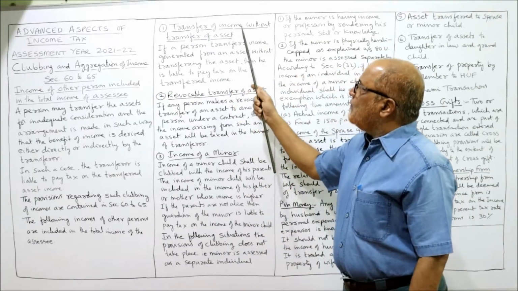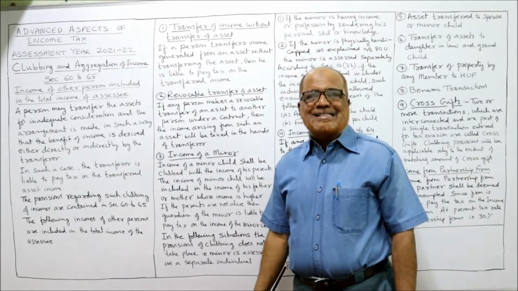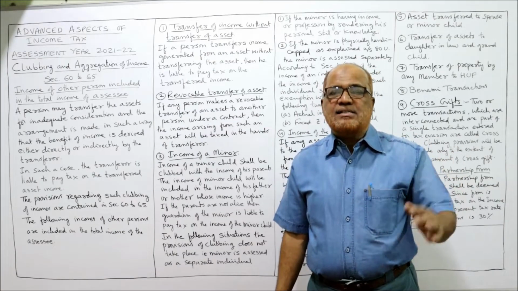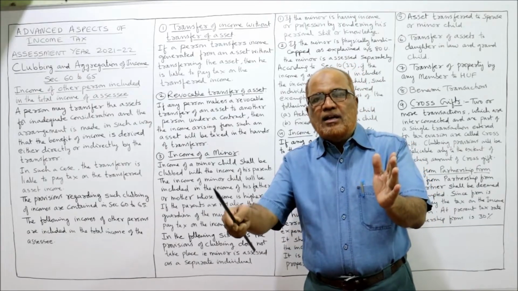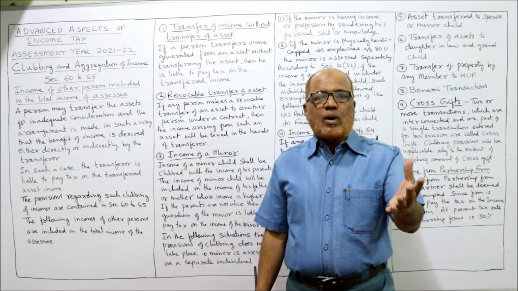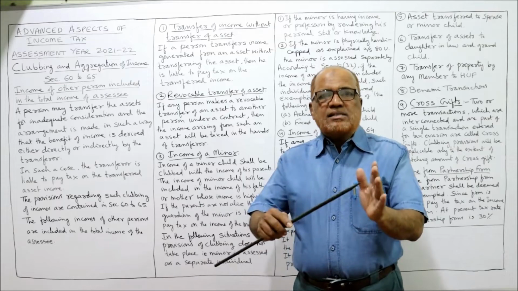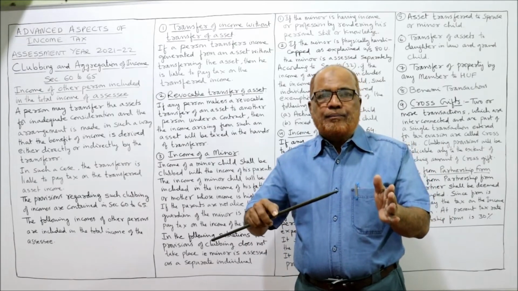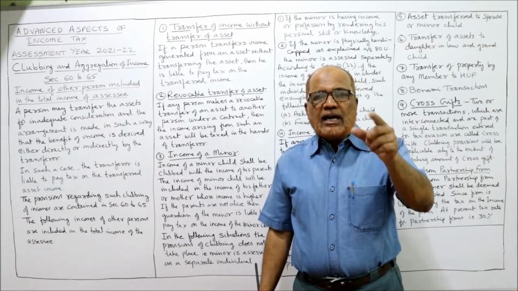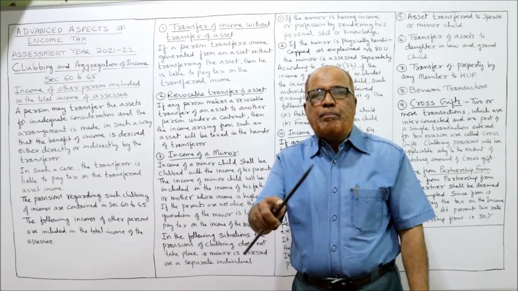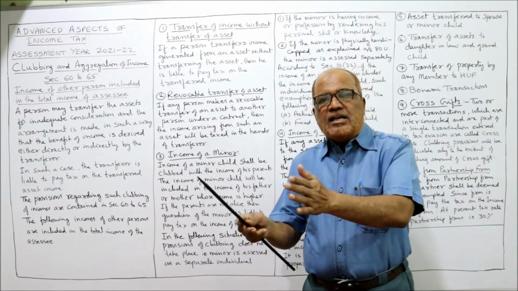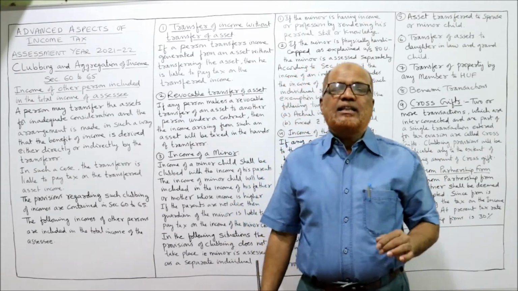First case, transfer of income without a transfer of asset. One person has transferred the income to another person without transferring the asset. Example, Mr. X and Mr. Y, suppose both are brothers. X is the owner of a building. He has let out the building to a tenant on the instruction that every month the rent should be paid to Mr. Y. So presently Y is the receiver of the rent. He is getting the income.